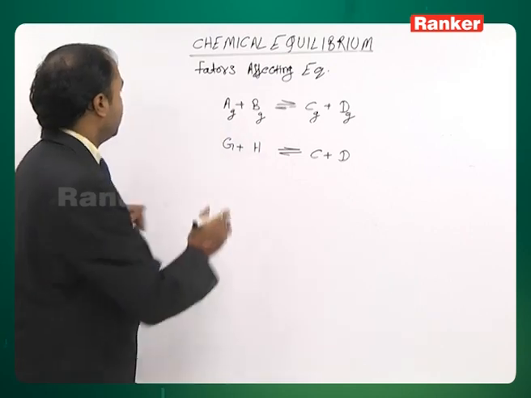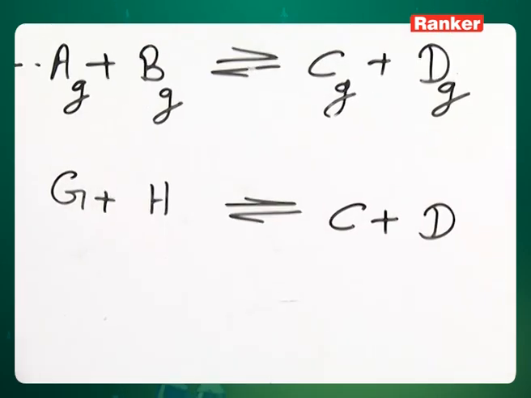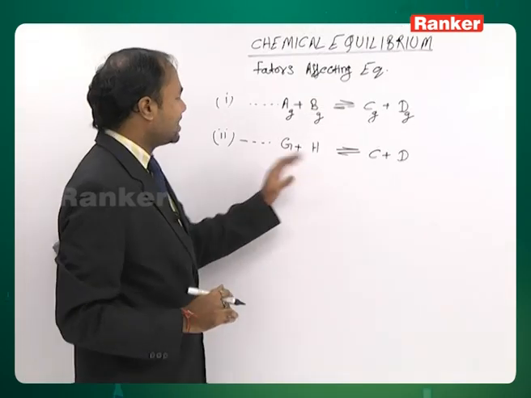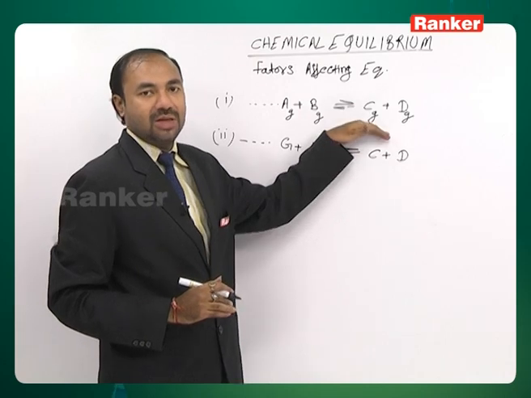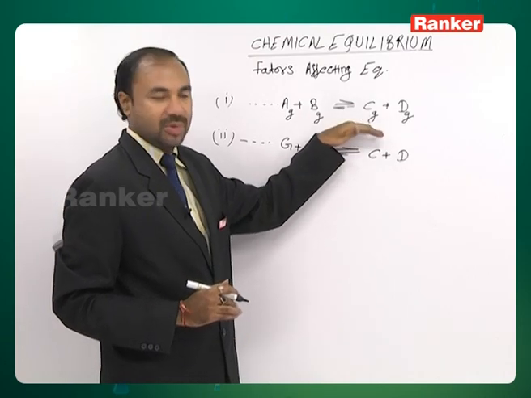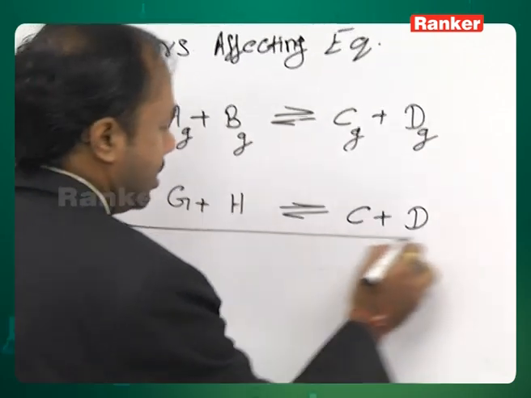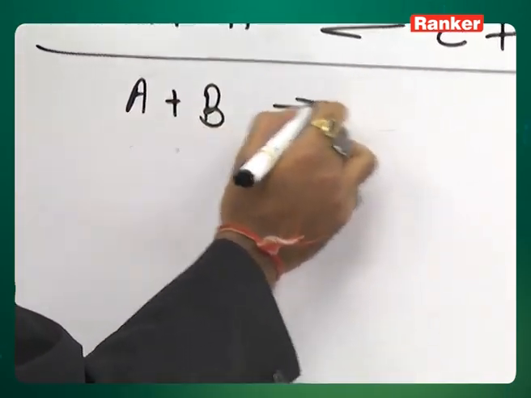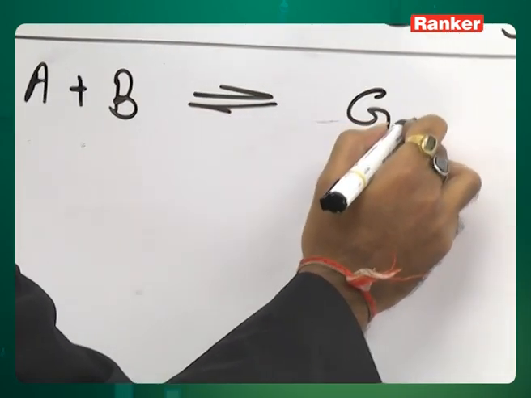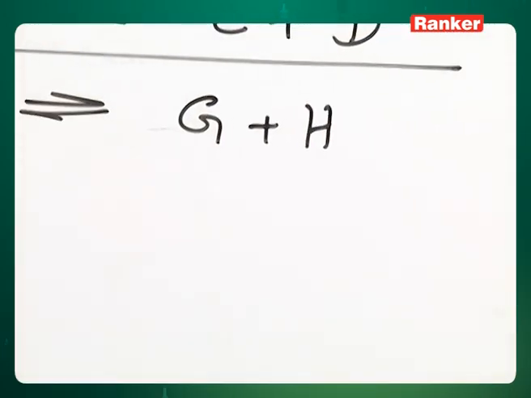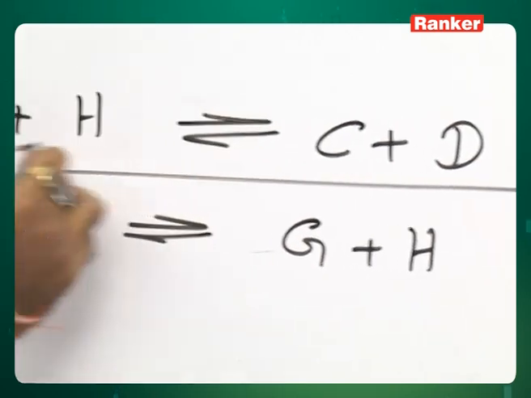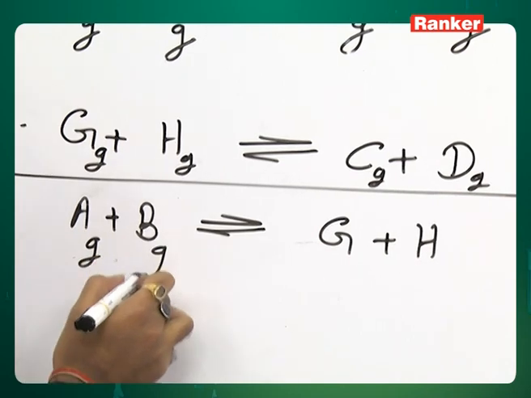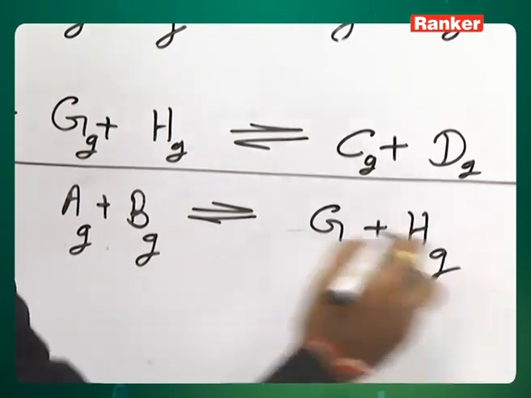This is equilibrium number 1. This is number 2. Now, we subtract the second equilibrium from the first equilibrium. Second equation from the first equation we subtract to get the third one, which is A plus B in equilibrium with G plus H. Assume all of them to be in gaseous phase, like this.